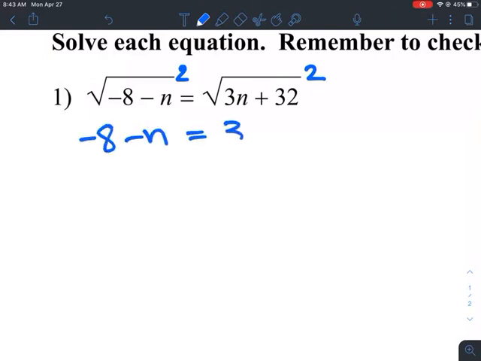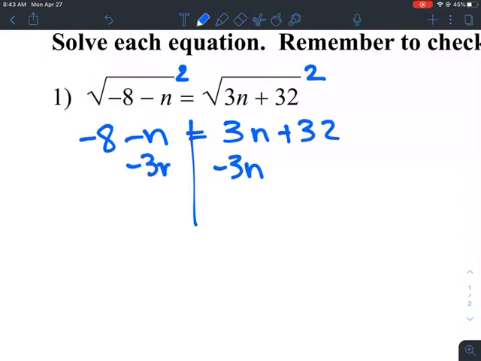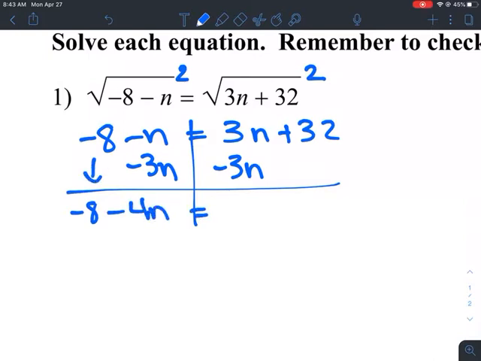So I just end up with negative 8 minus n equals 3n plus 32. And then it's just a regular equation. So I just solve that like the ones from before. I want to get my variable on the same side, so I'm going to subtract 3n on both sides. So I'll get negative 8, which is just going to come down, minus 4n equals 32.